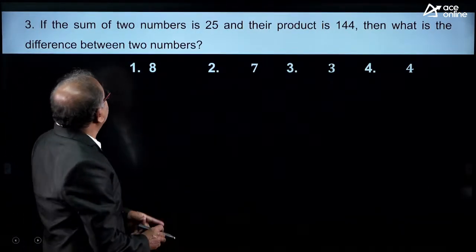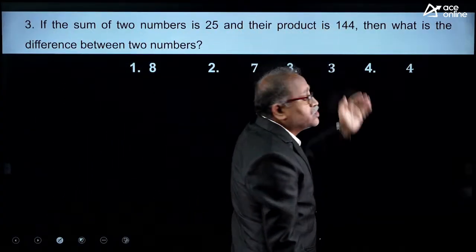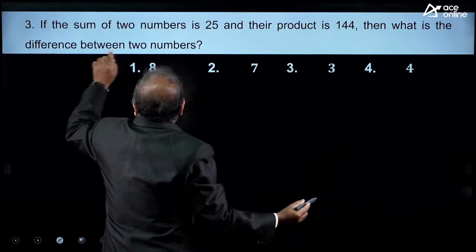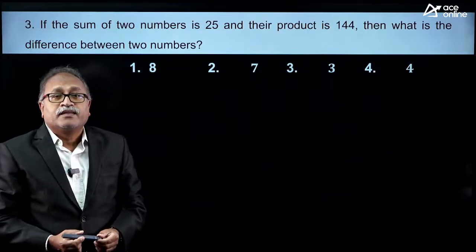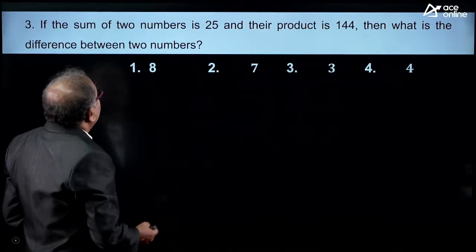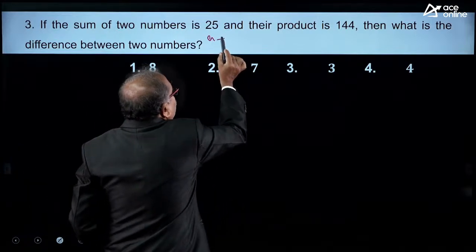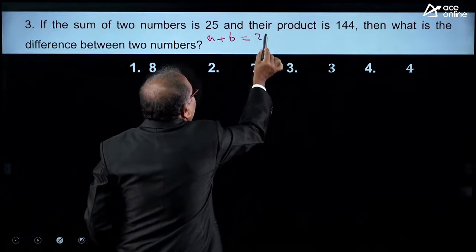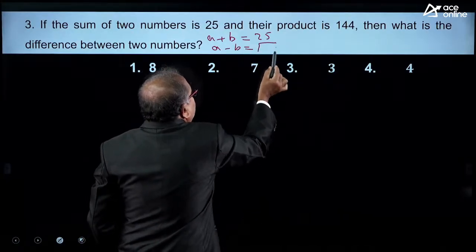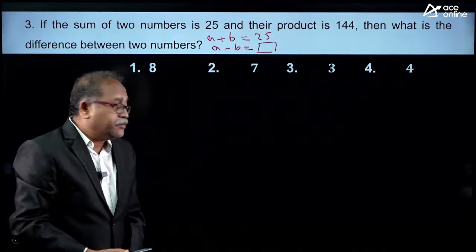Now here is your question, that is, if the sum of the two number is 25 and their product is 144, then what is the difference between the two number? Can I apply the algebraic formula over here? We already know that if the two number is there, A and B, so I know A plus B is already given to us 25. If I can find out A minus B is what, so I will be able to find out the two numbers, right, my dear friend?